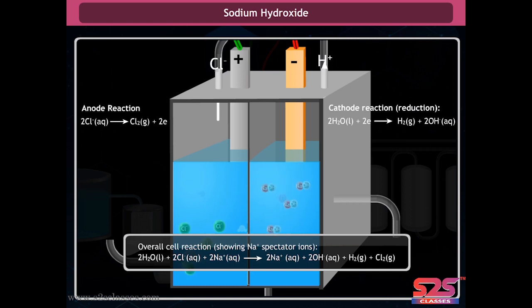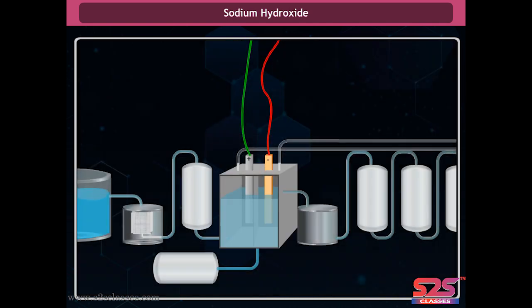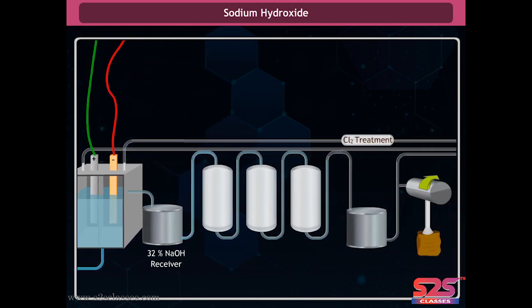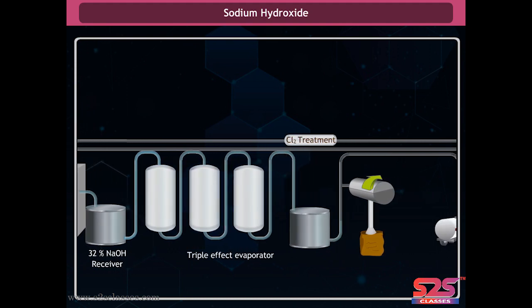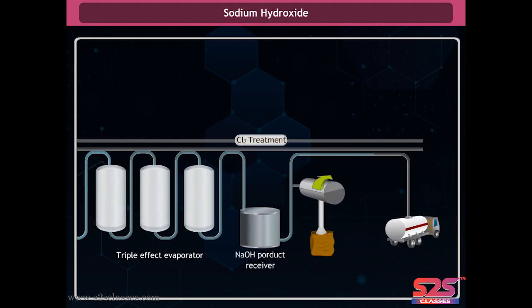Sodium ions migrate through the diaphragm to the cathode compartment, combining with OH ions to form NaOH. Sodium hydroxide solution is formed near the cathode. 32% sodium hydroxide collects in the receiver and passes into the triple effect evaporator, and 98% sodium hydroxide is collected in the receiver.